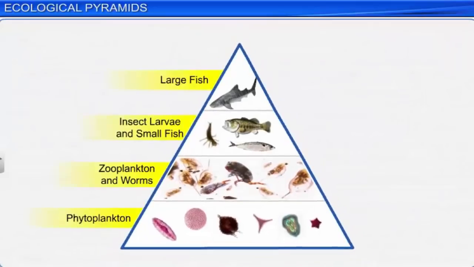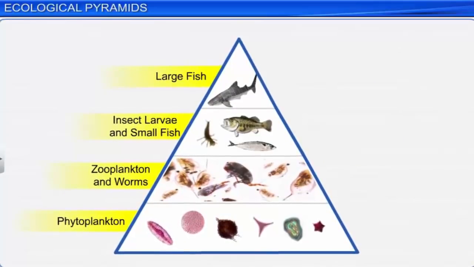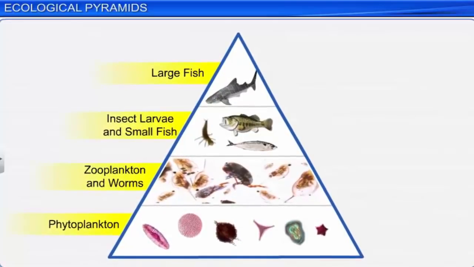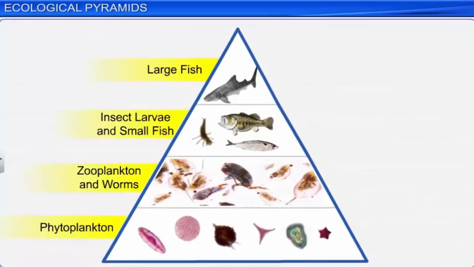In general, an ecological pyramid shows the feeding relationship between groups of organisms and also depicts the amount of biomass or energy present at various trophic levels in an ecosystem.